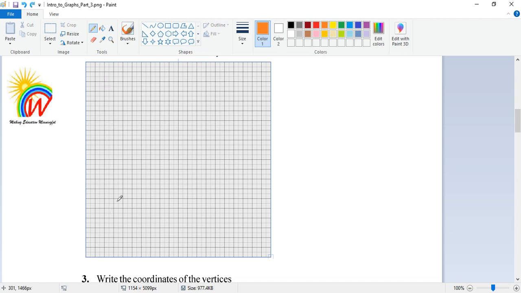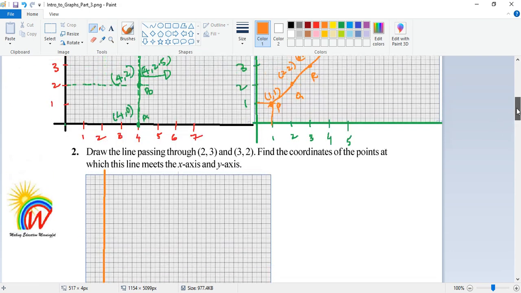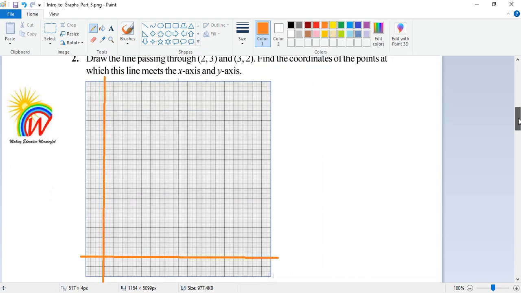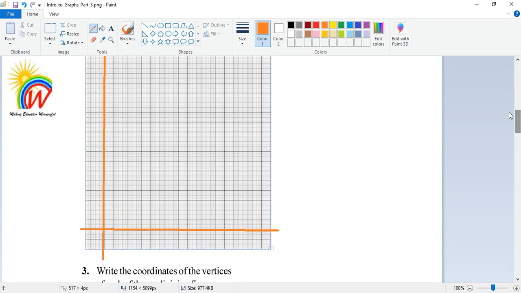This is my y-axis, and this is my x-axis. Now you have to draw the line passing through 2 comma 3 and 3 comma 2. So let's say this is 1, 2, 3, 4. This side also 1, 2, 3, 4.